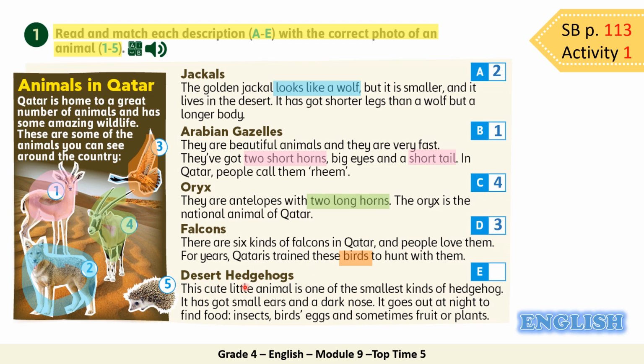Desert hedgehogs. This cute little animal is one of the smallest kinds of hedgehog. It has got small ears and a dark nose. It goes out at night to find food, insects, bird eggs, and sometimes fruit or plants. So, I'm talking here about the smallest animal that has the small ears and a dark nose. That is the only animal left here, the hedgehog. So I match E with 5. Well done, everybody.